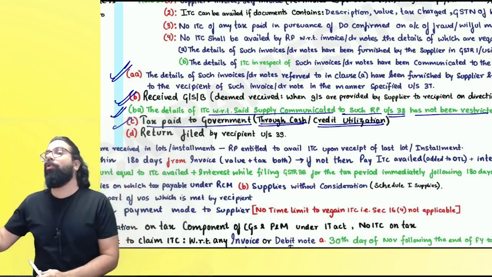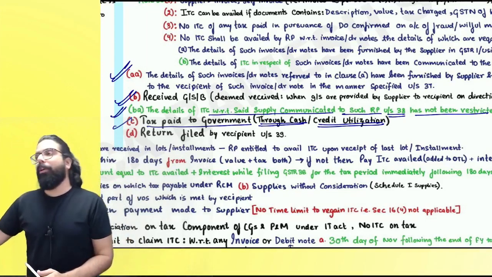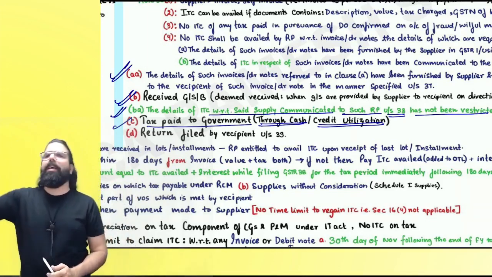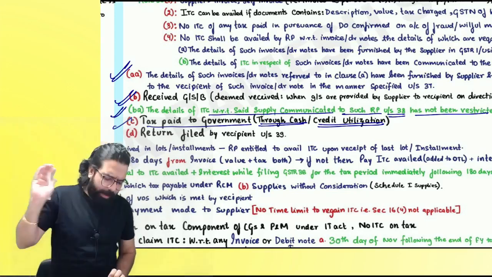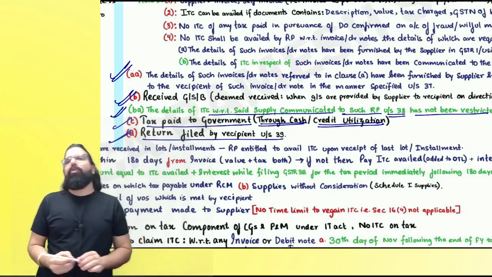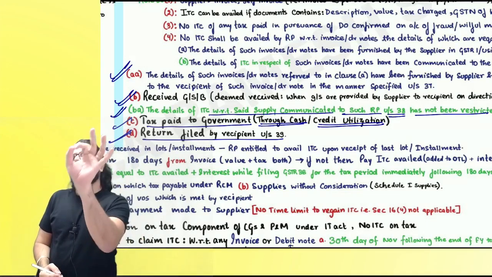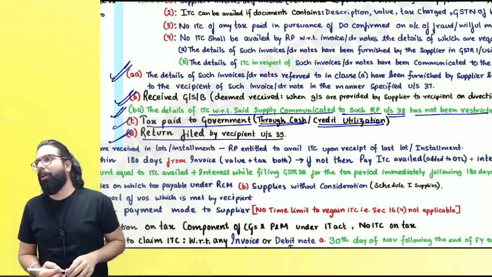Number 4, the tax paid to the government through cash or credit utilization. Are we clear? The supplier should have paid the tax to the government through cash or credit utilization. He should have paid it by cash or he could have paid in credit. And number 5, if you want to take the credit, you should have filed the return. In the return, whatever you self-assess, that credit will be given to you. Are we all clear, everyone?